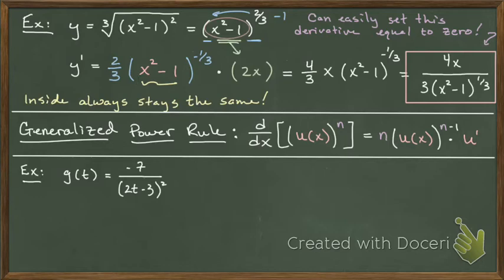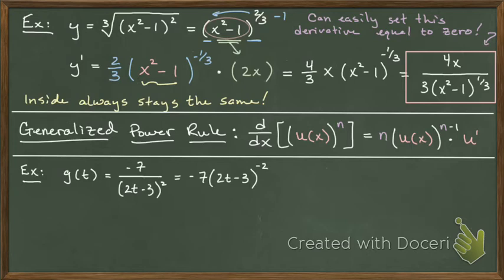Okay? So a derivative of this, not so bad. It's a quotient, but you notice very quickly you do not have to use quotient rule if I write the denominator with a negative power. Okay, so quotient rule is not required here. I just write negative 7 times 2t minus 3 all to the negative 2nd power.